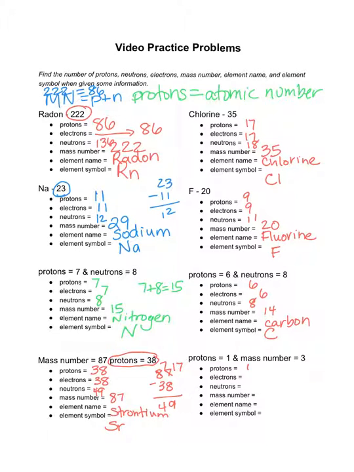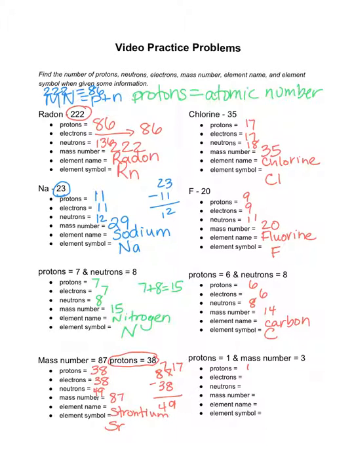Again, I use the periodic table to find the protons. The protons equal the electrons. 35 take away 17 is 18. I have my mass number, chlorine, and Cl. For F-20, 20 is the mass number. So for protons, I look at the periodic table. F has atomic number 9, so it's 9 protons, which is 9 electrons. 20 minus 9 gives me 11 neutrons, and it is fluorine.